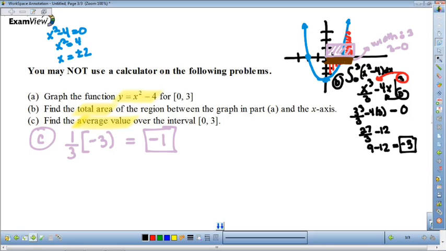So that rectangle is going to have the same area as 3.